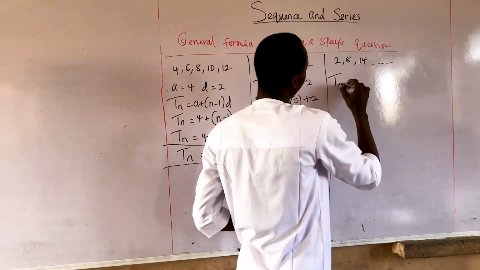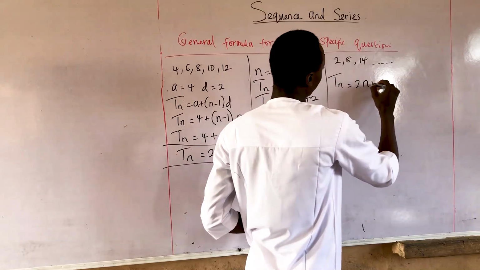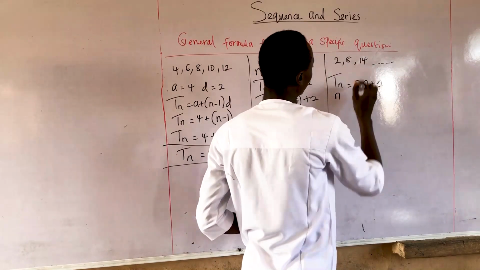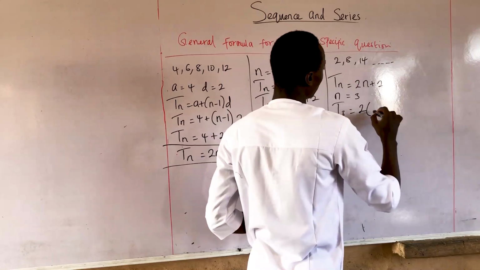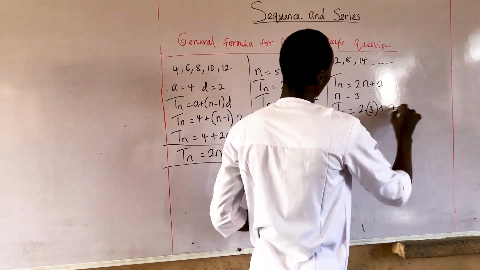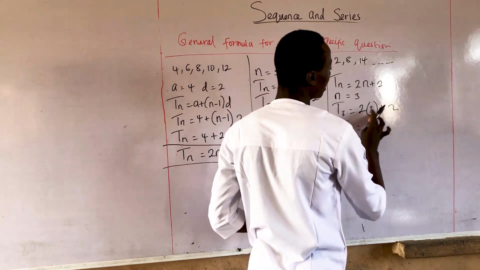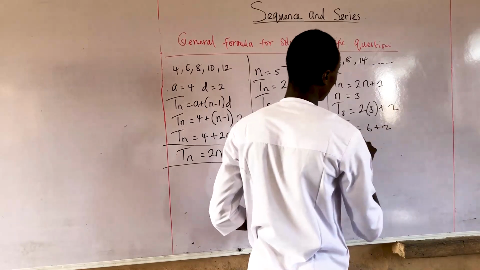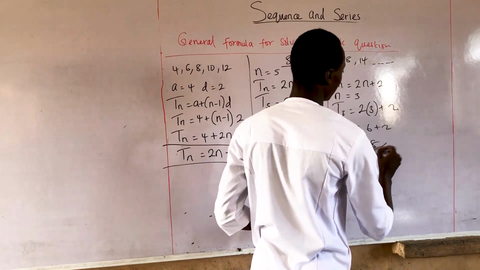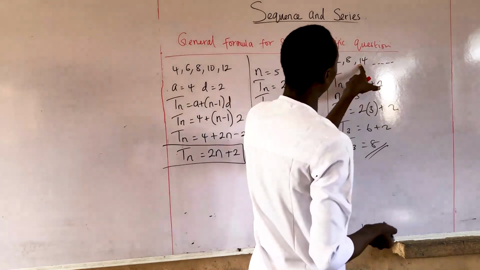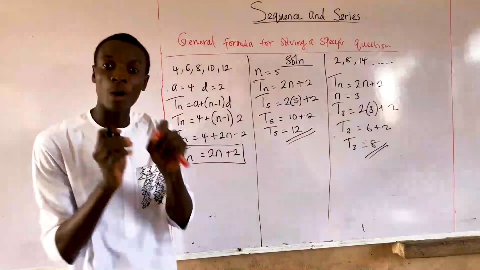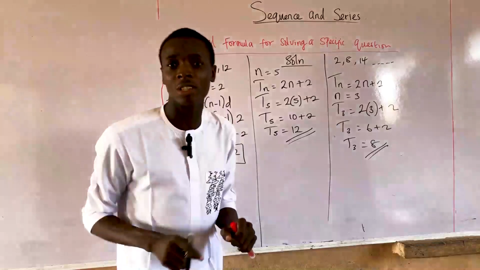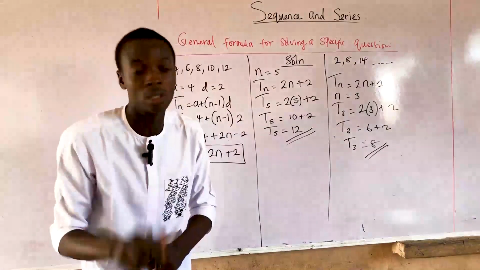So we have Tn is equal to 2n plus 2, right? So our n, we are looking for the third term, is equal to 3. So T3 is equal to 2 open bracket 3 plus 2. So we have T3 is equal to 2 times 3 is 6 plus 2. So T3 is equal to what? 8. You see, we cannot find the third term. Instead, we will be getting the third term of this particular question. This formula only works for one question. It is very limited to only one question.